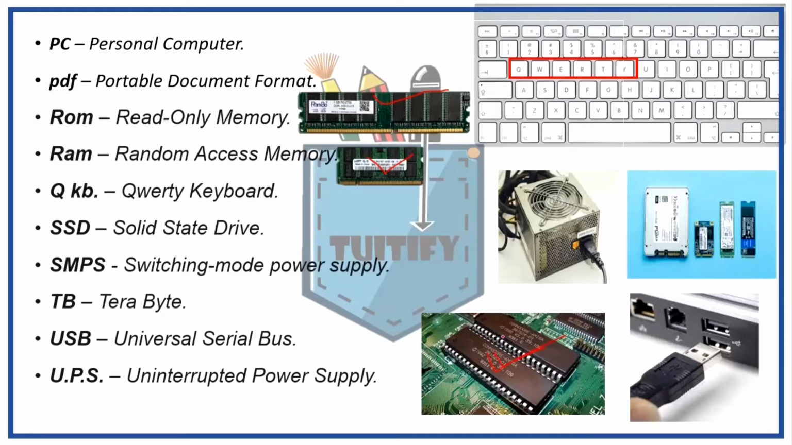Then coming to the QKB, the Qwerty keyboard. This is basically the keyboard we use, the simple keyboard we use. The name Qwerty has been derived from the first 6 letters present in the keyboard, that is Q, W, E, R, T, Y. It is just a design of a keyboard which was named as Qwerty keyboard due to its first 6 letters.